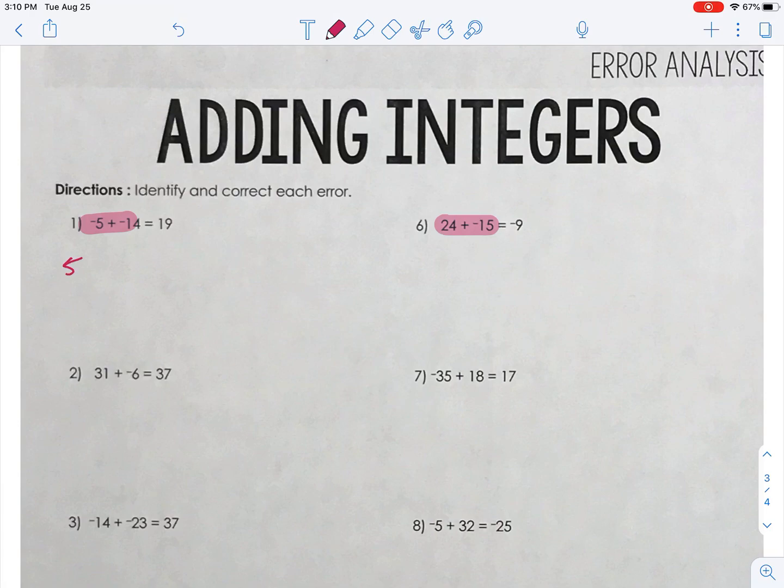So 5 and 14 make 19. All right, they said 19, but what's the problem? Since these are both negative numbers, this should be a negative 19. So I have identified and corrected the error.